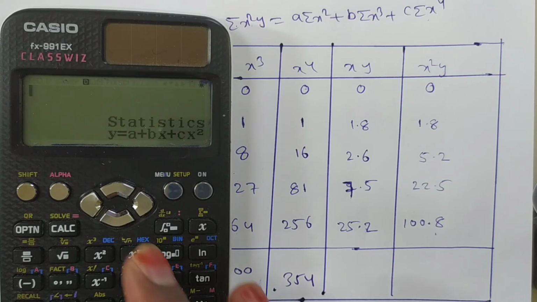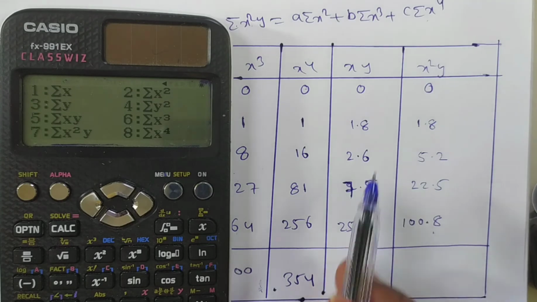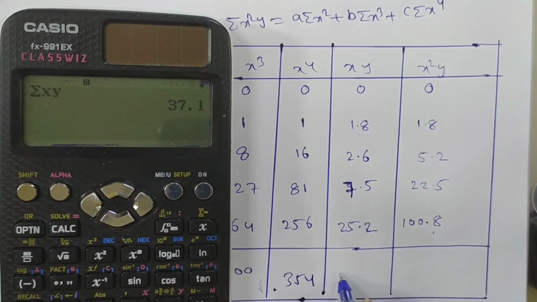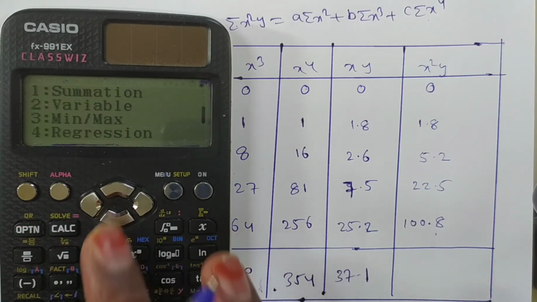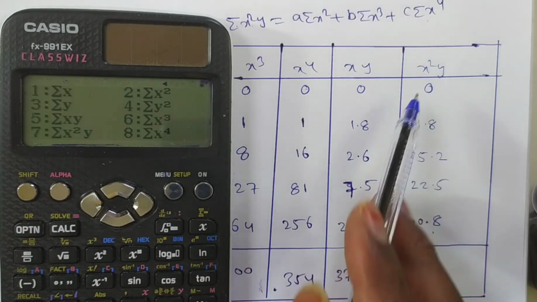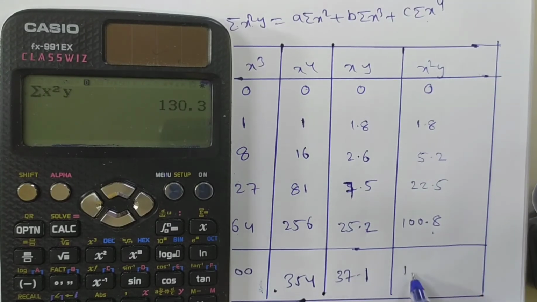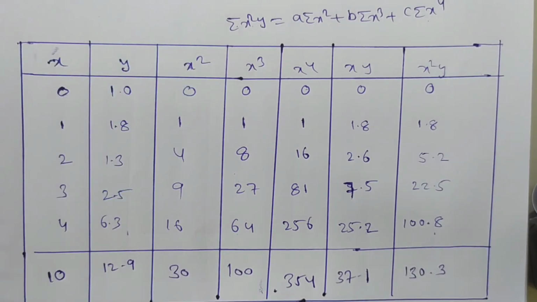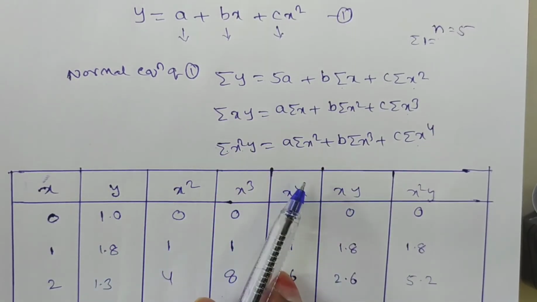Press AC. Now go for options. Now down joystick. Summation 1. Next you want summation xy. Summation xy is the fifth option. So press 5. Again the equal to button. That is 37.1. Next I want summation x square y. Press AC. Now go for options. Now down joystick. Press 1. Now I want x square y. X square y is the seventh option. So press the seventh option. That is equal to 130.3. So now you have all the values of summation for the normal equations. Now we have to write all the values in this equation.